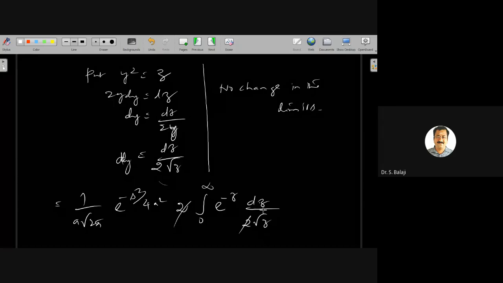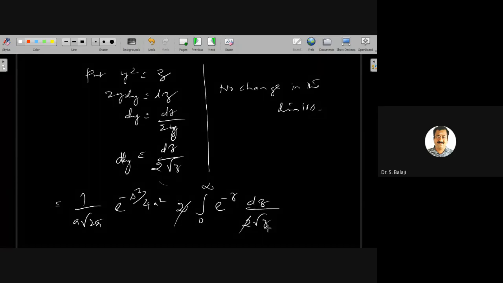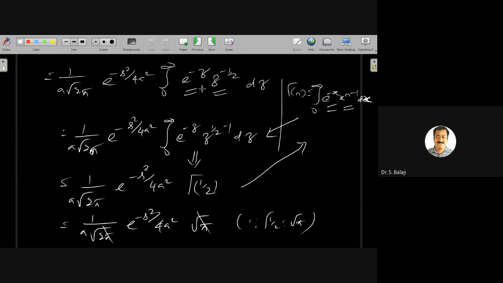We take the root z into the numerator as z power minus 1 by 2. So we take it as z power minus 1 by 2 dz. The remaining things are as usual: 1 by a root of 2 pi e power minus s square by 4a square, integral 0 to infinity e power minus z, z power minus 1 by 2 dz.